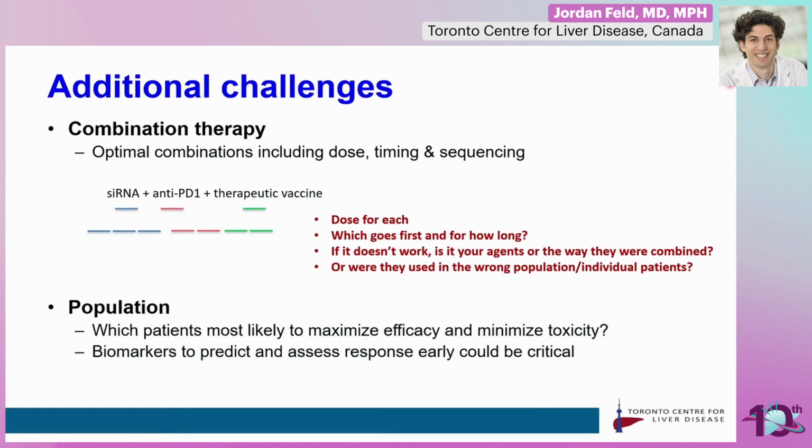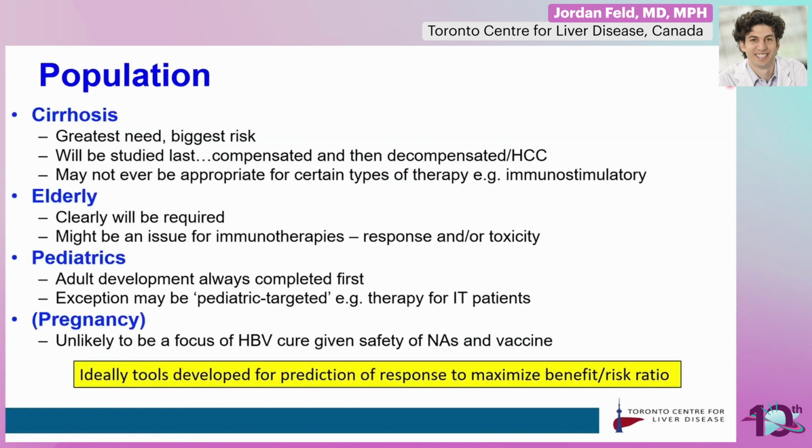And then, of course, the population is challenging: which are going to maximize efficacy and minimize toxicity. Ideally, you'd have biomarkers, but that's not always easy. Of course, then we have to think about the actual population you study: cirrhosis, people who need it the most but are the most dangerous for using immunotherapy, and these other groups who may be a little less likely to at least be studied initially.